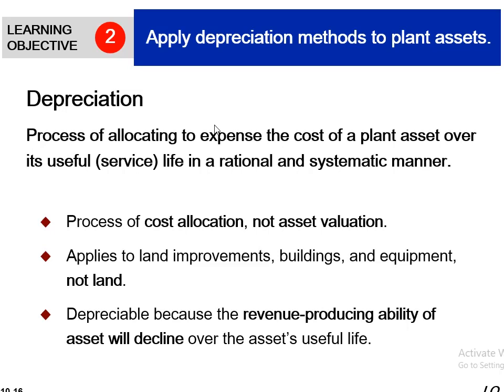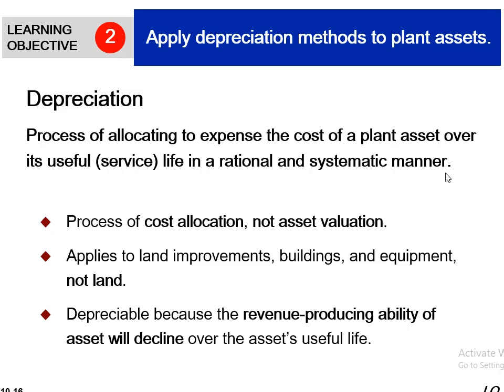A logical method, rational and systematic manner. There is a system, there is a proper procedure to carry out that method. So here rational and systematic is focusing on the depreciation methods we use. Basically, depreciation is a process of allocation, to allocate the cost of the plant asset to the expense account over its useful life in a rational and systematic manner.